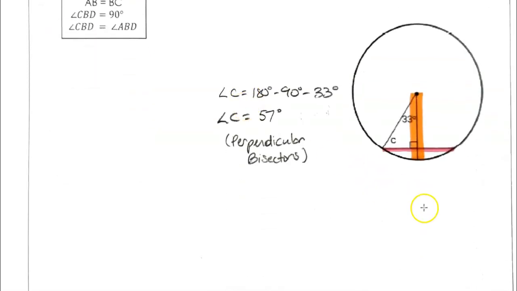Okay, so let's try using that property in order to figure out this question. Here is the radius, I put it in orange, and this is a chord in pink. And so if you have both of those, you know that the property says this is going to be 90 degrees and both these pink lines are equal in length. So if I want to find C, I'm going to take 180 minus 90 minus 33 and I get the answer 57. And that's because of perpendicular bisectors.